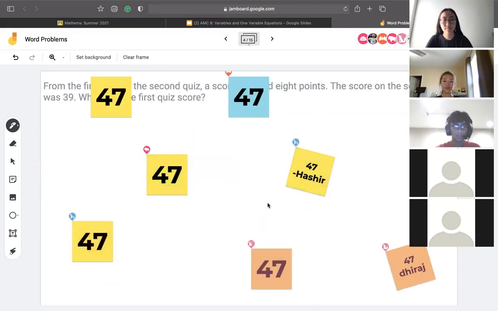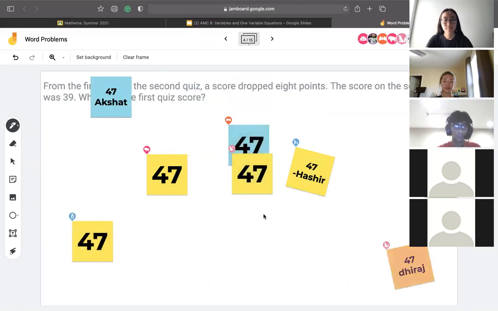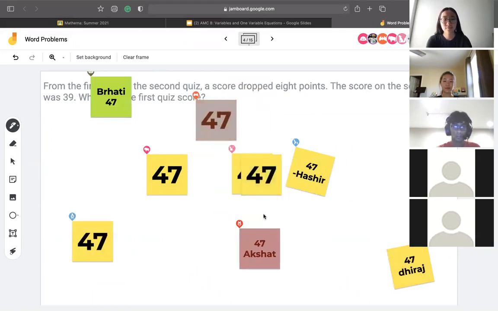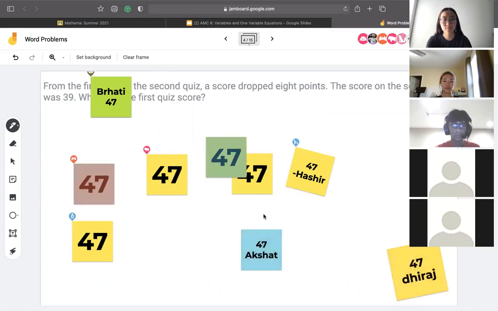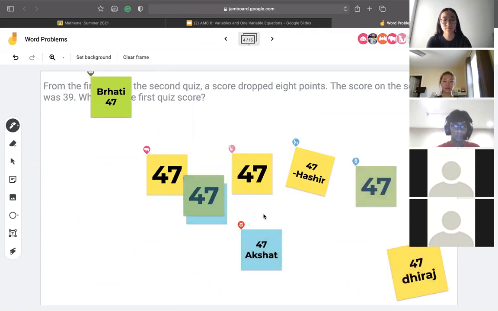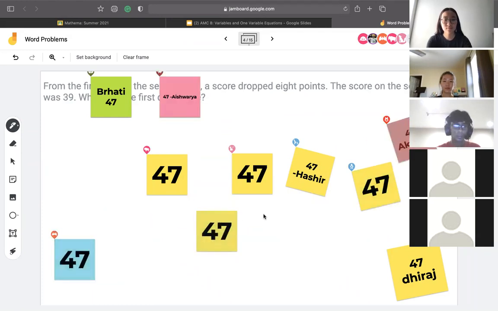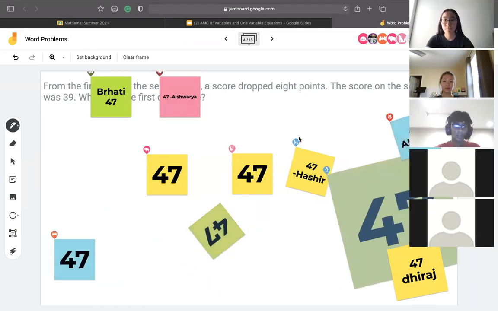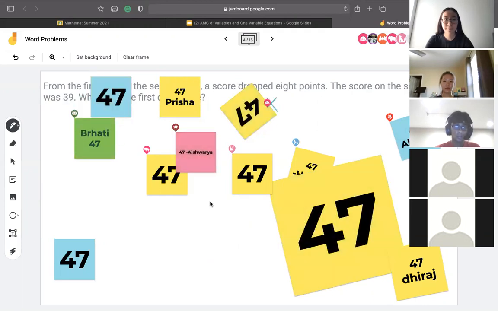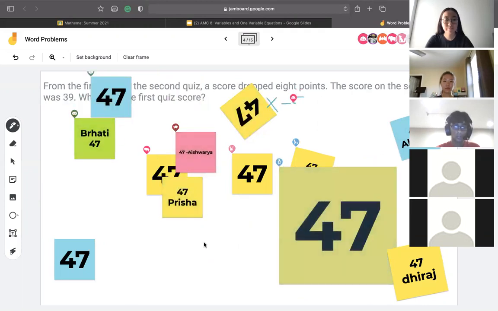Yeah, 47. So the score on the first quiz, we can say is x, and it dropped 8 points. So x minus 8 is going to be equal to 47. Or not 47. x minus 8 is going to be equal to 39. And then you add 8 to both sides, and you get 39 plus 8 is 47.